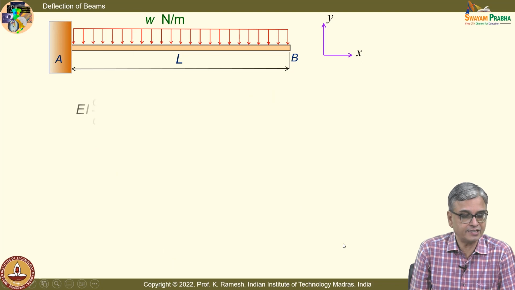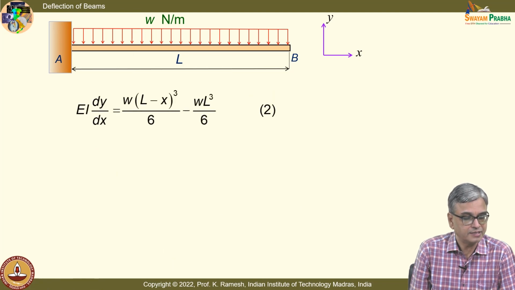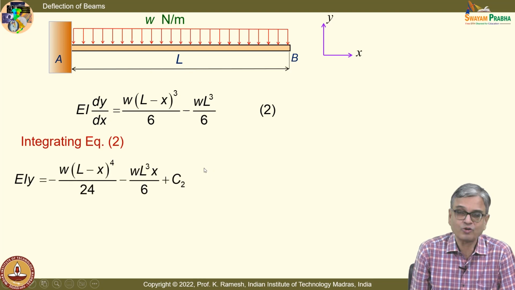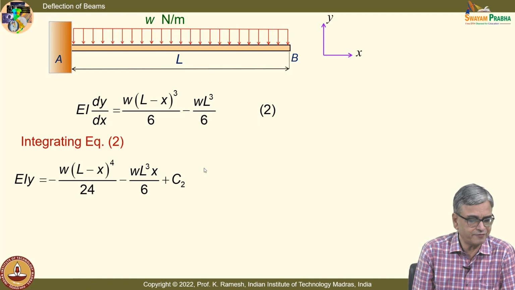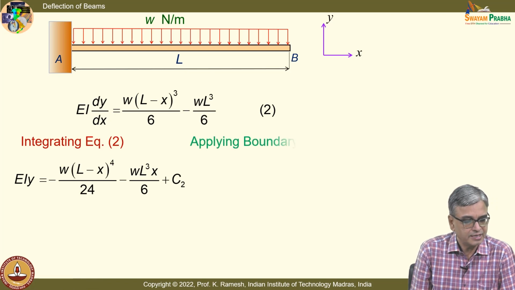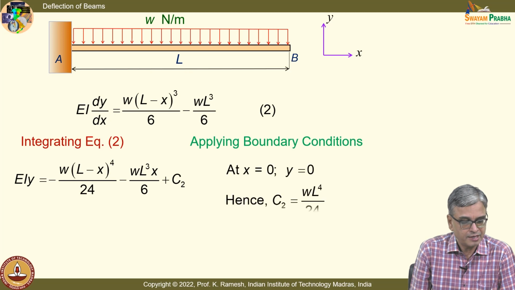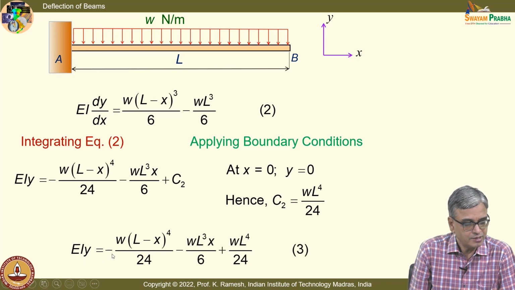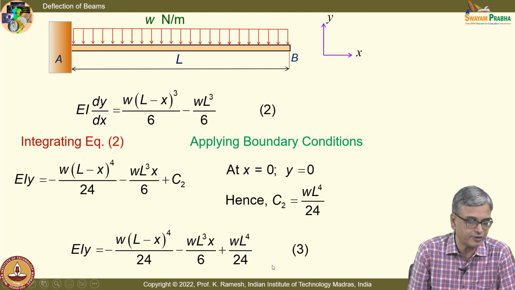I can do the integration second time. I think I have written this as dy by dx here. So, you have all these expressions. People call it as y, people call it as v. So, you should be comfortable with both symbolisms, and I get the value of C2 as W L power 4 divided by 24. So, I get EI y equal to minus W (L minus x) power 4 divided by 24 minus W L cube x divided by 6 plus W L power 4 divided by 24.